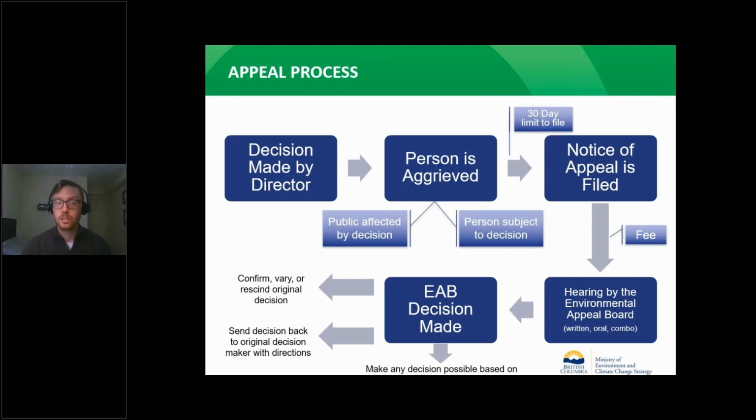1, the original decision is either confirmed, varied, or rescinded. 2, the decision is sent back to the original decision maker with directions on how to proceed. Or 3, the EAB can make any decision it feels is appropriate based on the original decision maker's authority. Next slide.